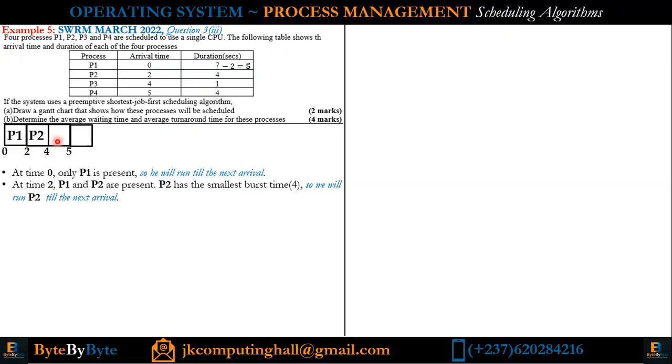That's why you have P2 at this level from 2 to 4, meaning that he has also consumed 2 units and he is left with 2. Next, at time 4, that is when P3 enters. So I have P1, P2, and P3 present. P1 left with 5, P2 left with 2, P3 1 unit only. And you see that P3 has the smallest burst time, so we will run P3 to the next arrival.